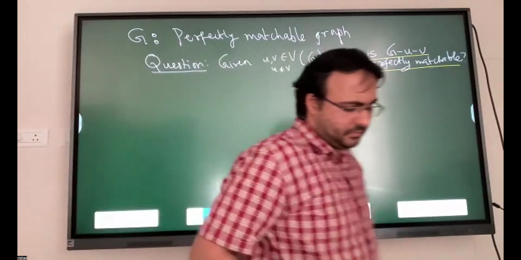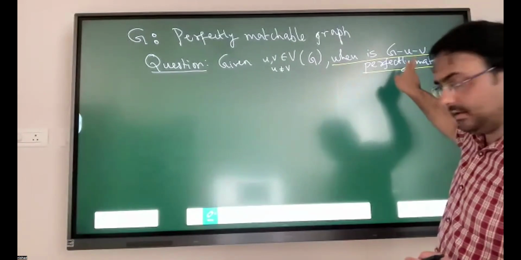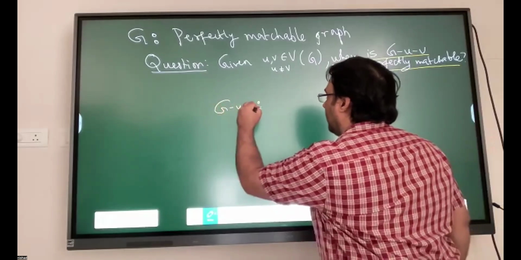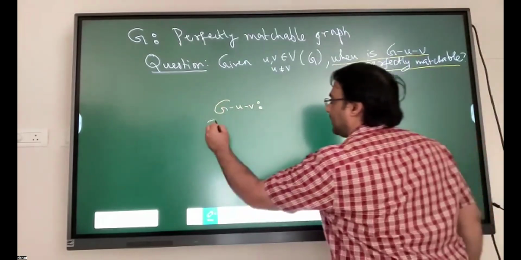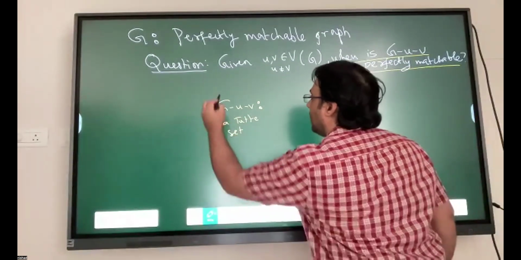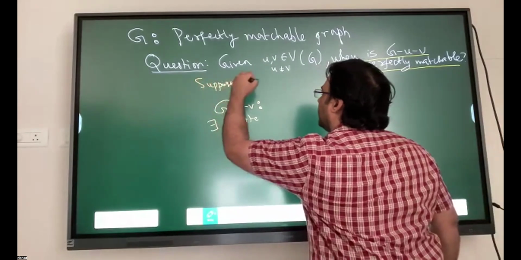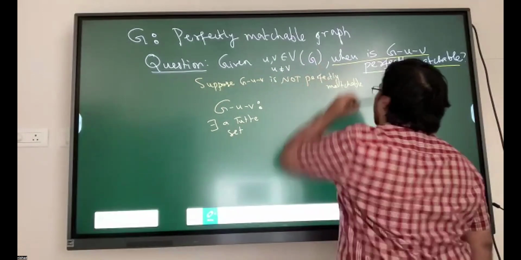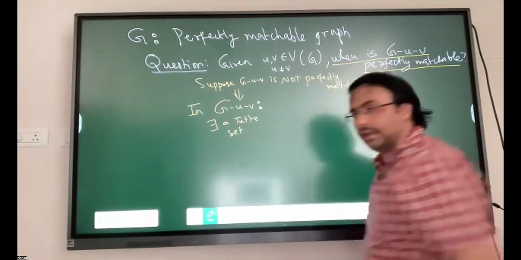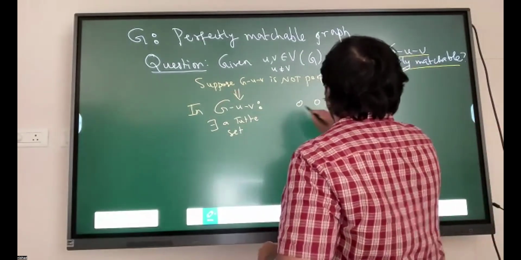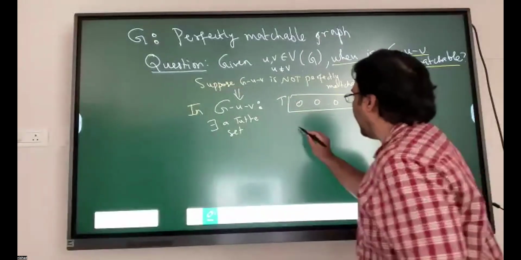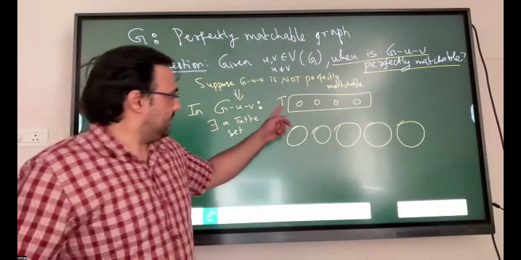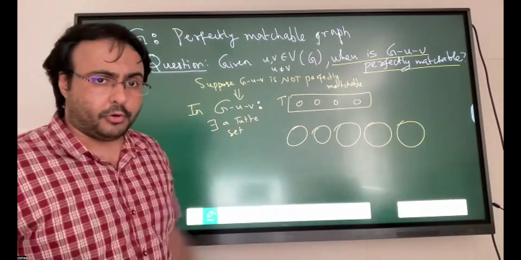So let's try to understand this. Supposing after deleting two vertices, my graph does not have a perfect matching. That means that in G minus U minus V there exists a Tutte set. Suppose G minus U minus V is not perfectly matchable. Then it implies that in this graph there exists a Tutte set. So let's draw a Tutte set. Supposing I delete 4 vertices and I get more than 4 odd components. I have deleted 4 vertices in G minus U minus V and I have 5 or more odd components.